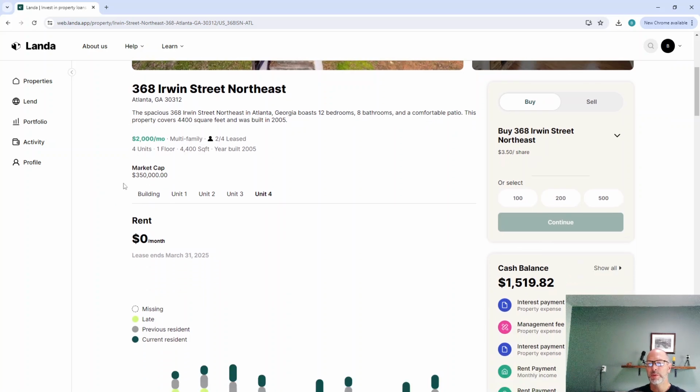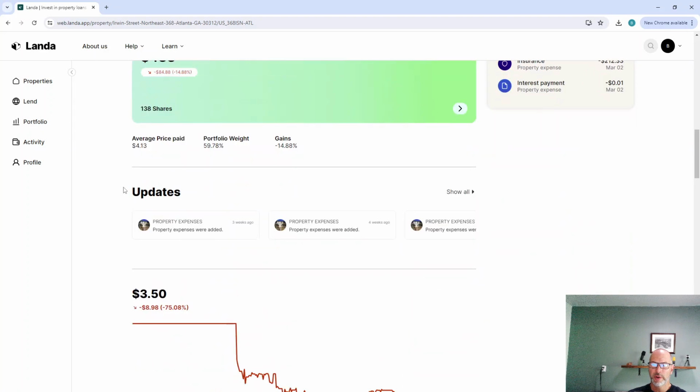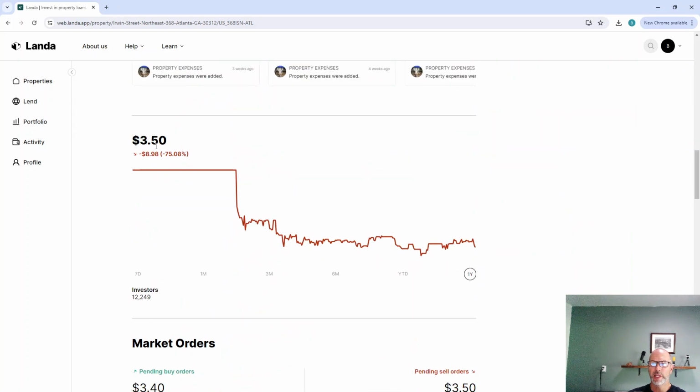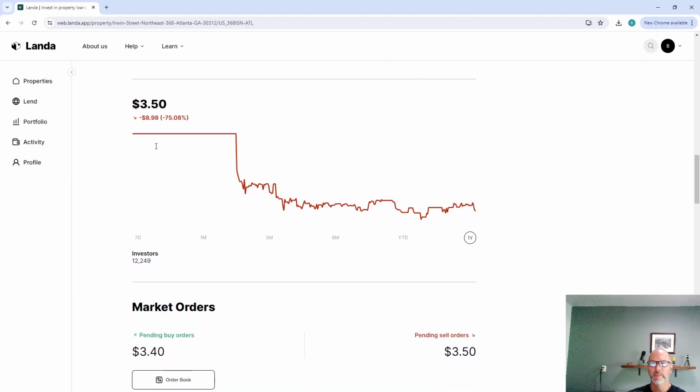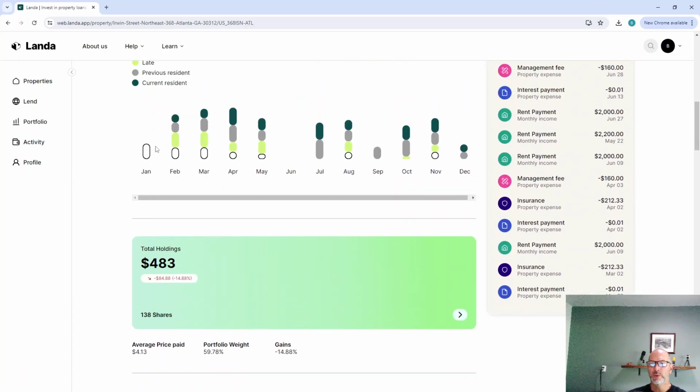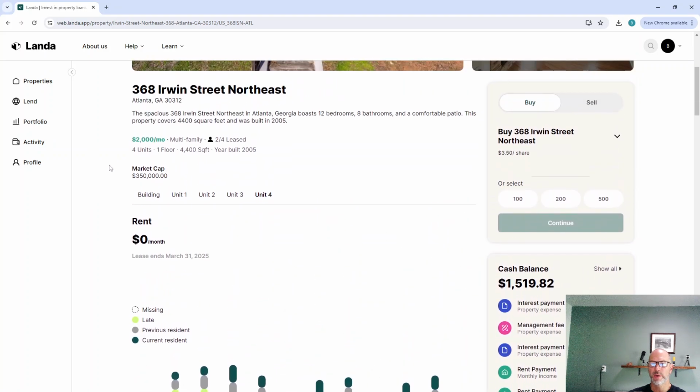And here's where they come up with the market cap. So you come down here and you see again that the shares are currently trading at about $3.50 a share. Well, that is a direct multiple then to what the market cap is. So now it says the market cap is 10,000 times the $3.50. That gives you $350,000 because they sell 10,000 shares for each individual property. So this property that was purchased, I believe, for around $900,000 is now saying it's worth about $350,000.